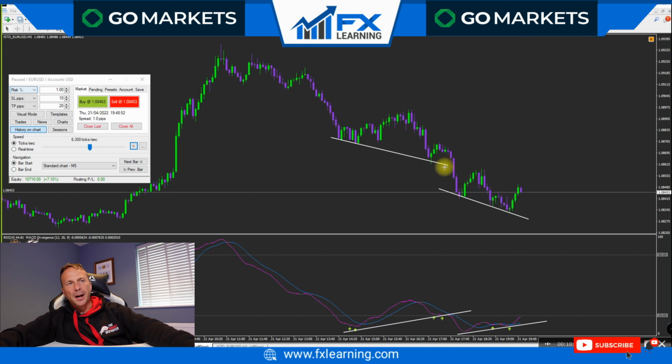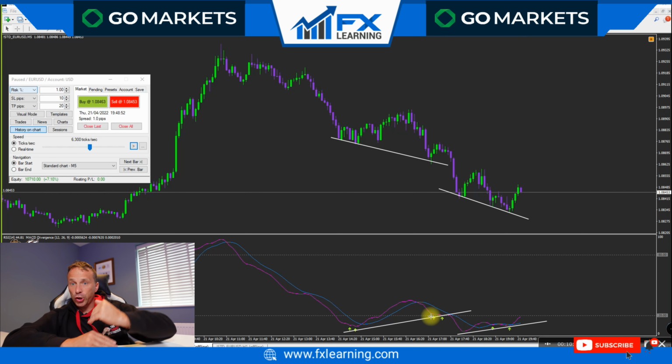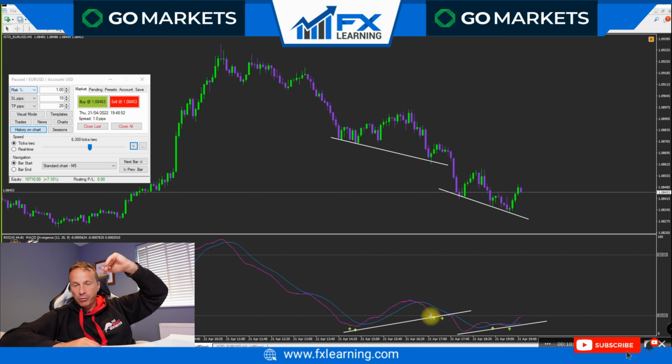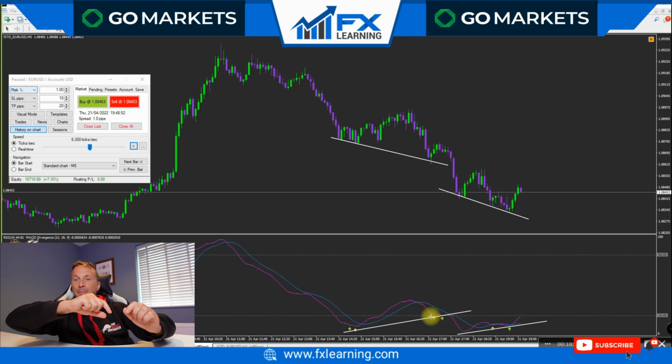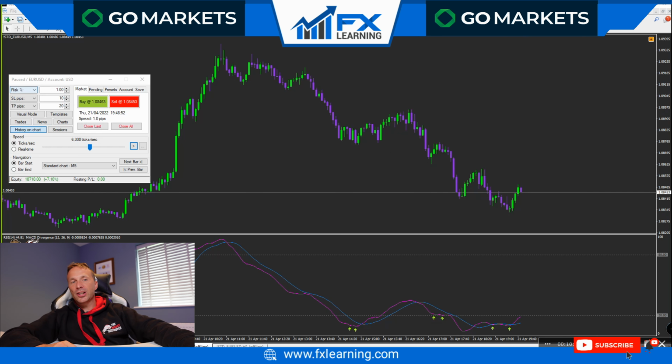As you can see here, this is also divergences, but I like to wait for the MACD to recross over the oversold level. So I want to see price go oversold, come up, and then go oversold again and be higher. So it's a bit complicated, but basically that's divergences. That is the kind of setup that I look for.